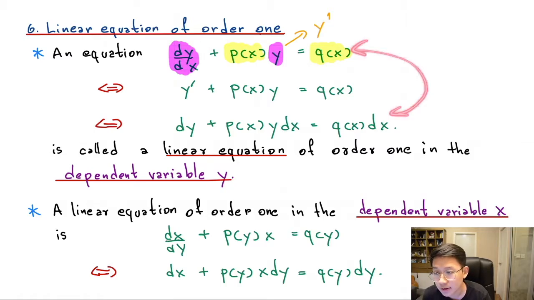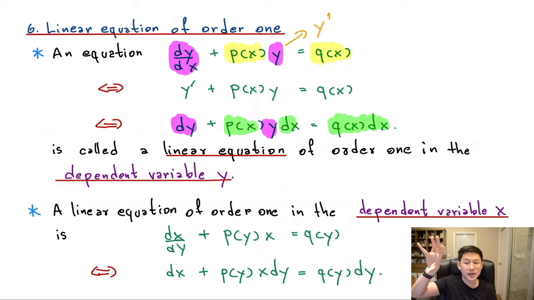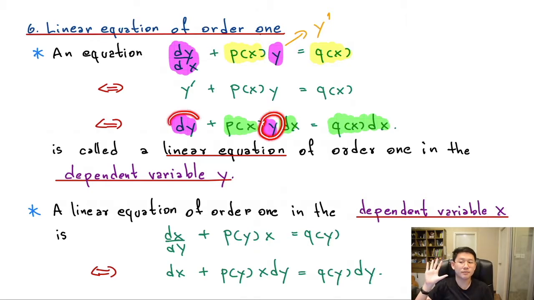Okay, but anyway, these are equivalent. So here we have dy plus a function of x times y dx equals q(x) dx. Okay, so basically, to be a linear equation in the dependent variable y, you have only one y here and dy here. That's it. The rest are functions of x.